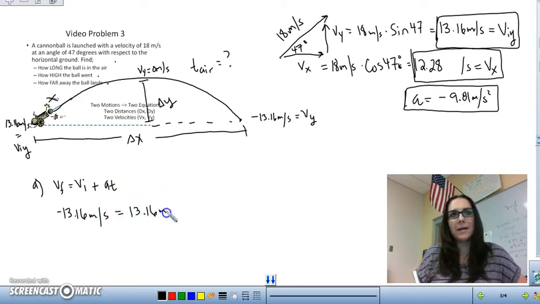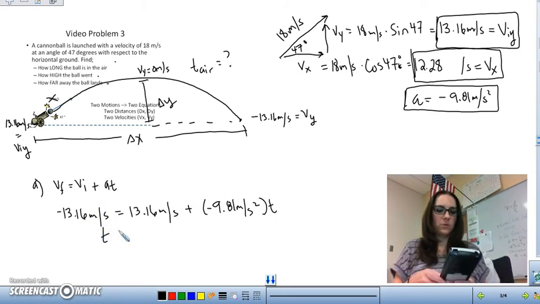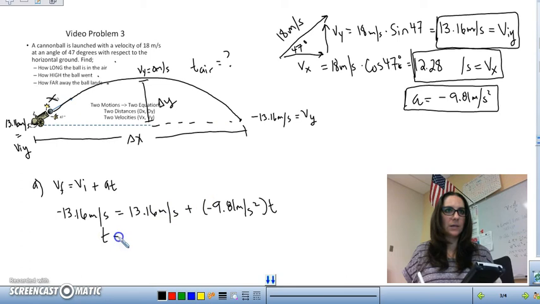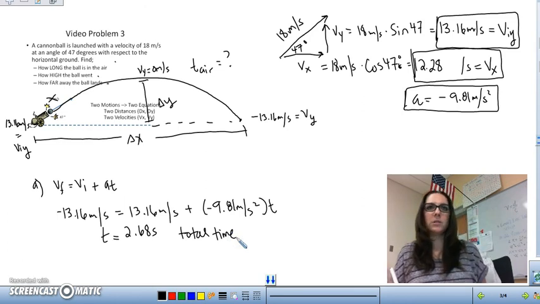Now these do not cancel out, so just a warning, people say, well, isn't it 0? It is not. Mathematically, these actually add because this becomes negative on the opposite side. So 13.16 plus 13.16 divided by 9.81. Perfect. We have 20 seconds left. The answer is 2.68 seconds, and that's the total time this is in the air. I'll solve the next two parts in the next video.